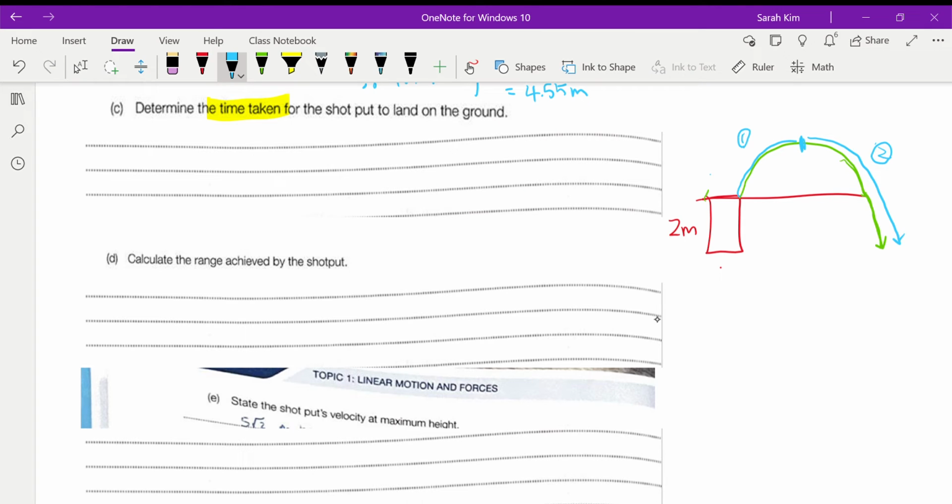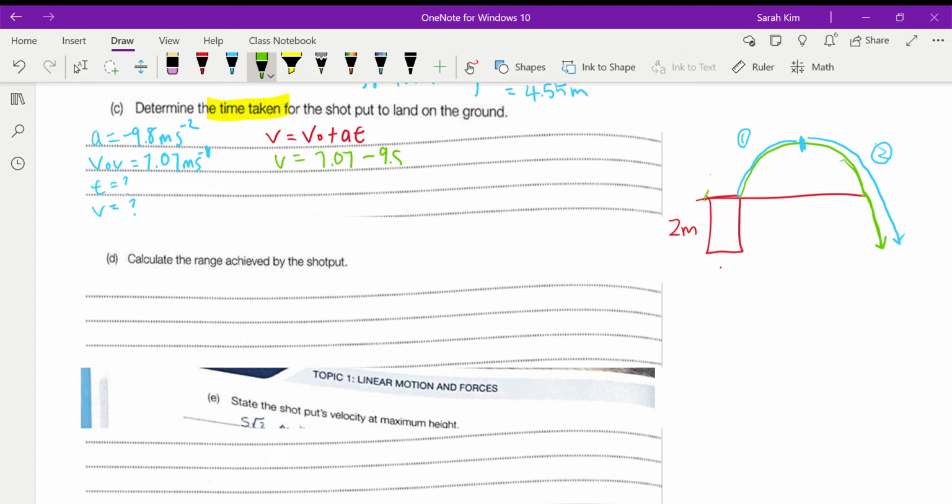This is a vertical component, so my A is 9.8. For the first section, my V0 is 7.07. My T is what I'm trying to find. What else do I know? My V is going to be 0 because that's at the top. So let's use that equation: V is V0 plus AT is the equation I'll be using. V is question mark, V0 is 7.07.